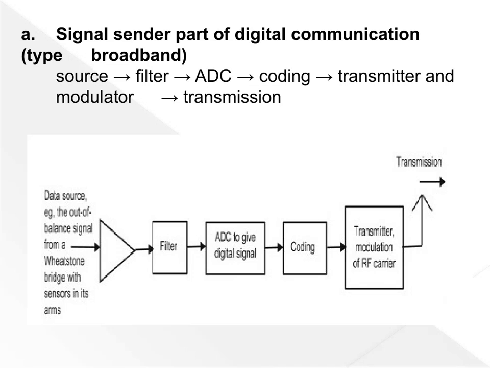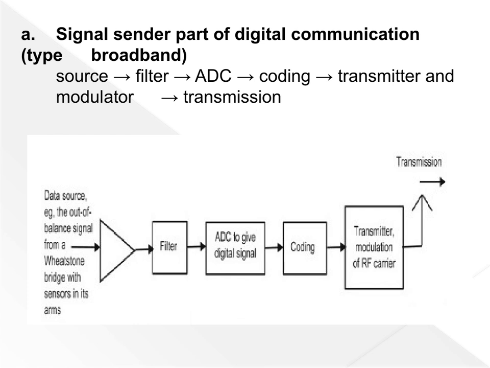Let's take a closer look at the signal sender part of digital communication, specifically focusing on broadband signals. The process begins with the source, which generates the original information we want to transmit. From there, the signal passes through a filter to shape or select certain frequencies, ensuring the signal is suitable for transmission. Next, the filtered signal is converted from an analog form to a digital form using an ADC, or analog-to-digital converter. This step is crucial because digital signals are more robust and easier to process.